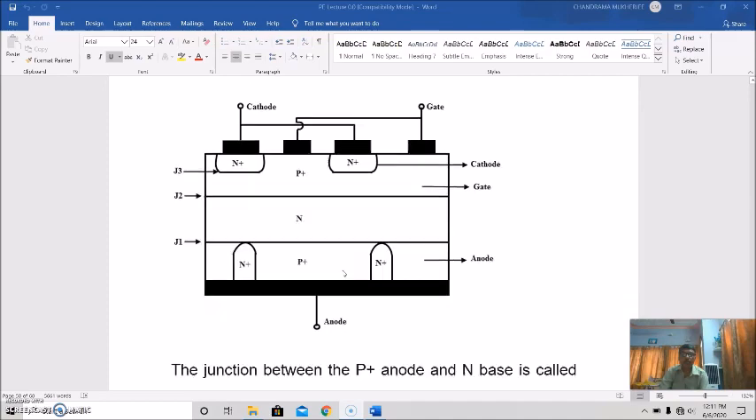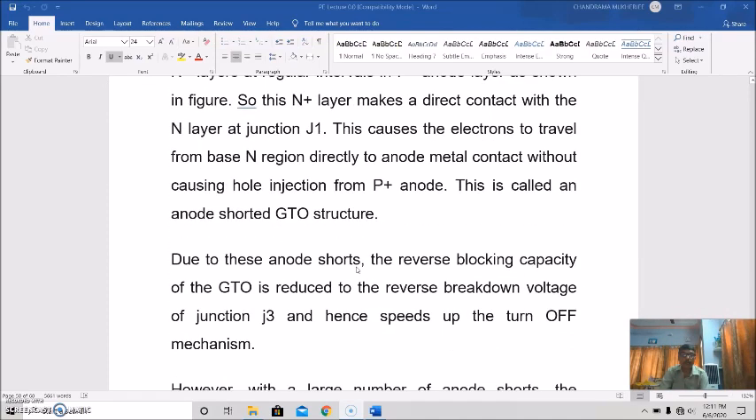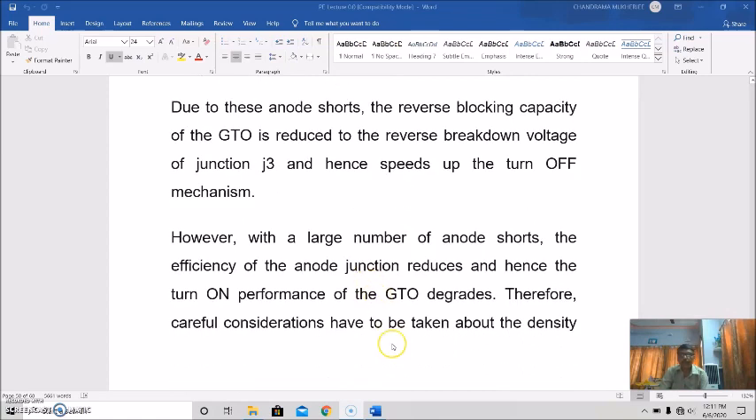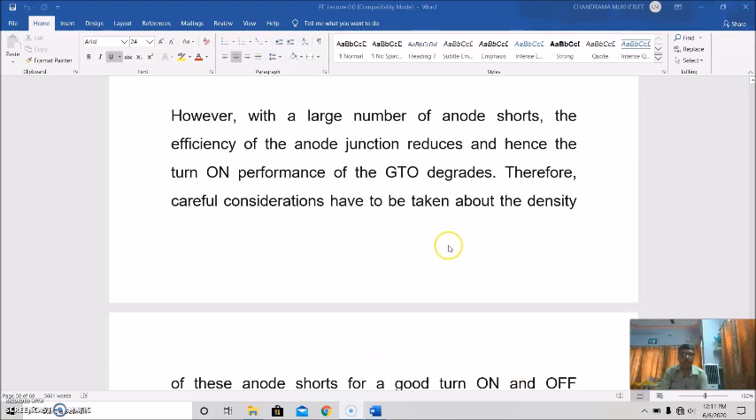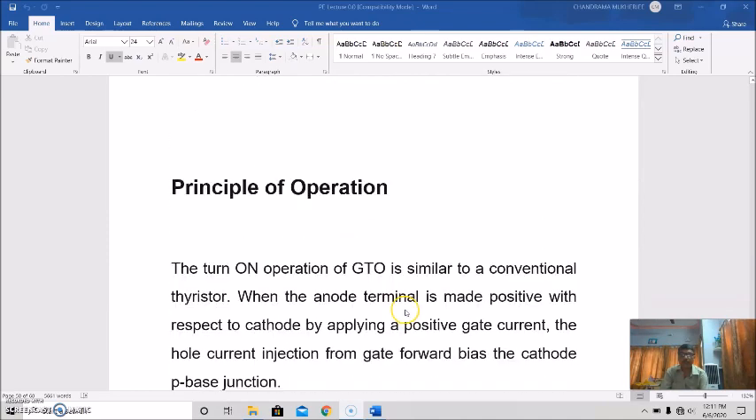This is shown here. However, with a large number of anode shorts, the efficiency of the anode junction reduces, and hence the turn-on performance of the GTO degrades. Therefore, careful consideration has to be taken about the density of these anode shorts for good turn-on and turn-off performance.